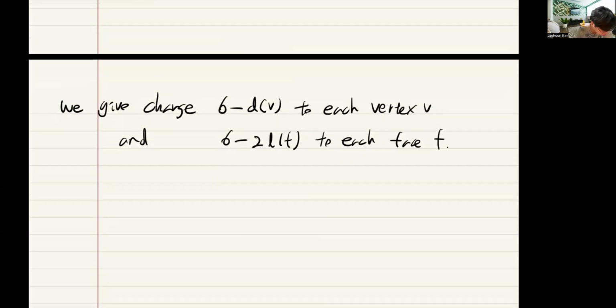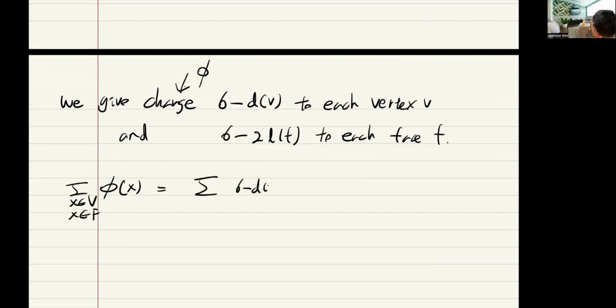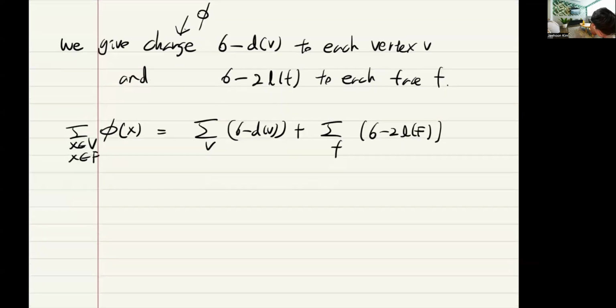Then what do we know? So this is the charge phi, and the summation of phi of x, where x is either a vertex or a base. Then what do we get? This is 6 minus degree of B over all vertices B, plus 6 minus 2 times the length of F over all bases. Then what do you get?